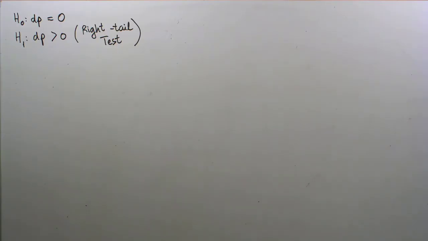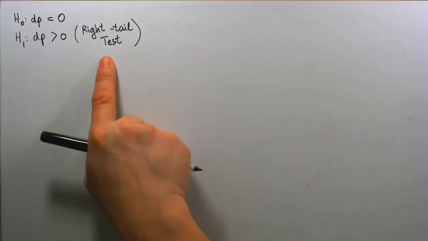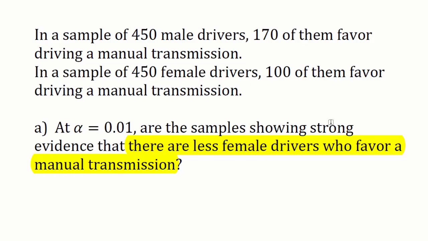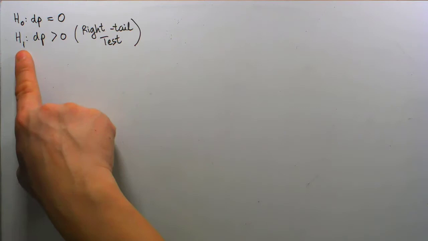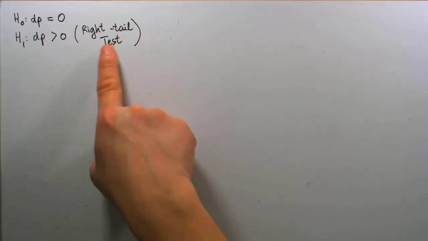And so before I proceed any further, I have to make clear one thing right here. If we now look back to the wording of the problem, the wording actually started out saying there are less females. We want to prove that there are less female drivers, so less than male drivers, of course, who favor a manual transmission. But now, surprisingly, when it came to our H1, we actually turned that into a right tail test.